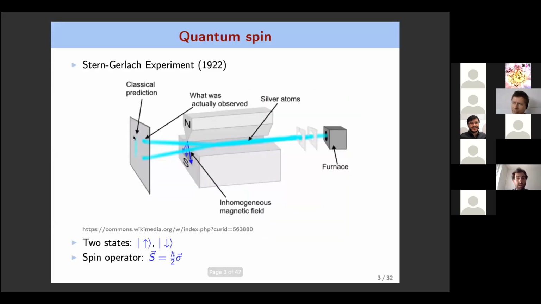This is a very basic slide: spin is the most quantum feature, the first quantum feature one can think about. It was first detected experimentally by Stern and Gerlach. The non-relativistic spin operator has two discrete states, spin up and spin down, for example, which is why we say it is quantum. The spin operator is given by the Pauli matrices.